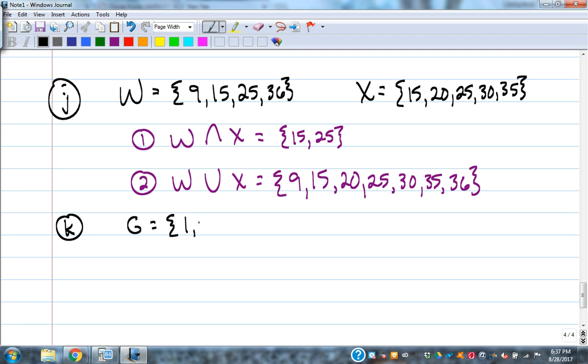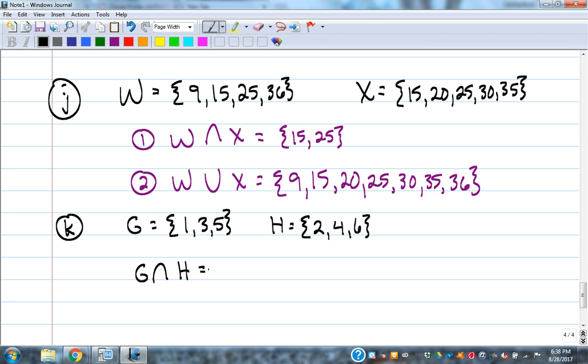Do a real quick example here of an exceptional thing. Set G: 1, 3, and 5. Set H: 2, 4, and 6. Brace. G intersect H. Is there any intersection? It's the empty set.